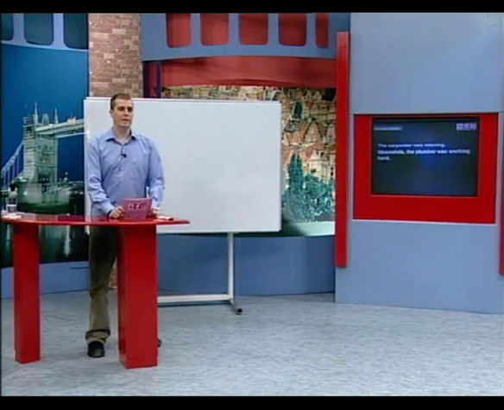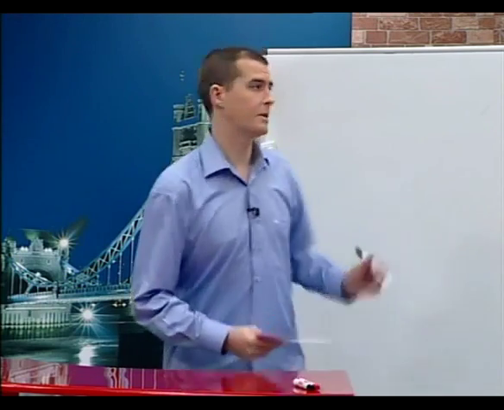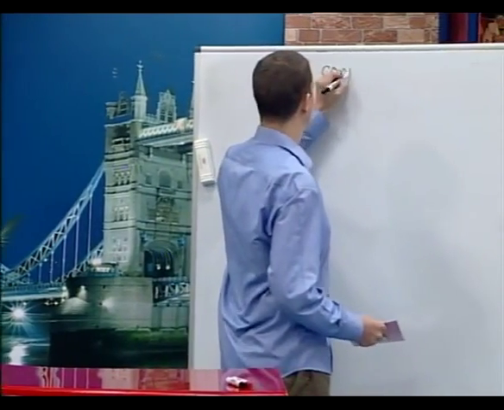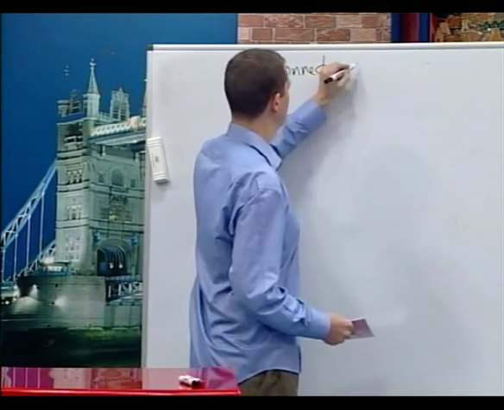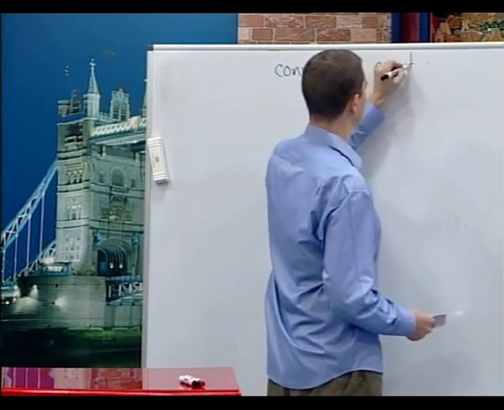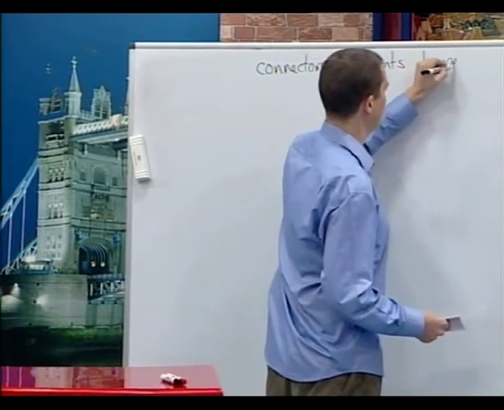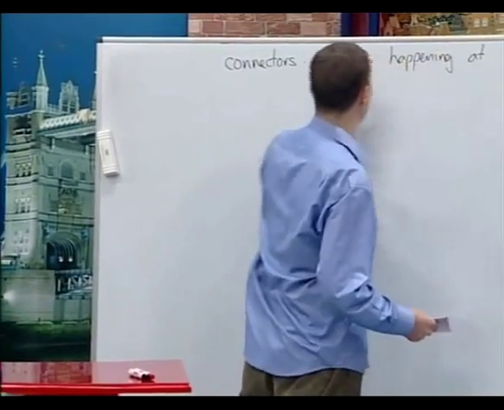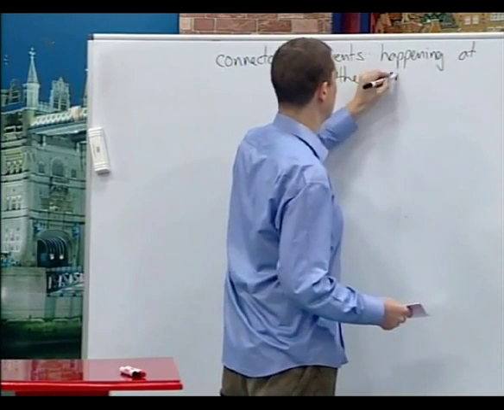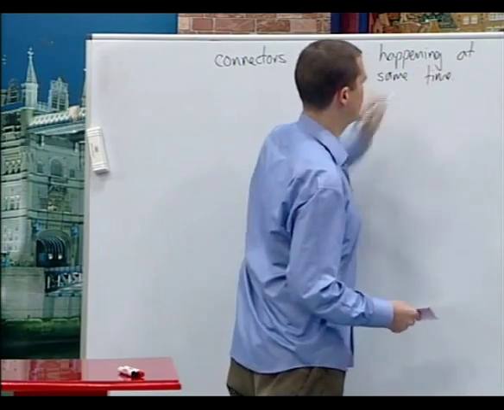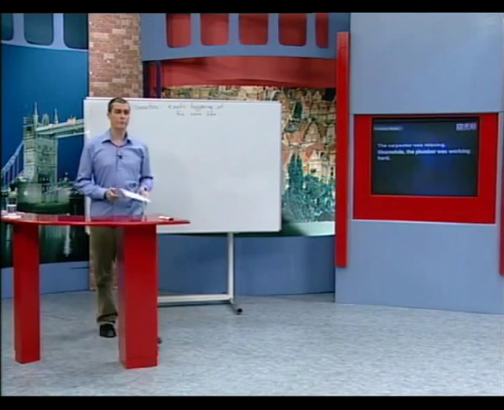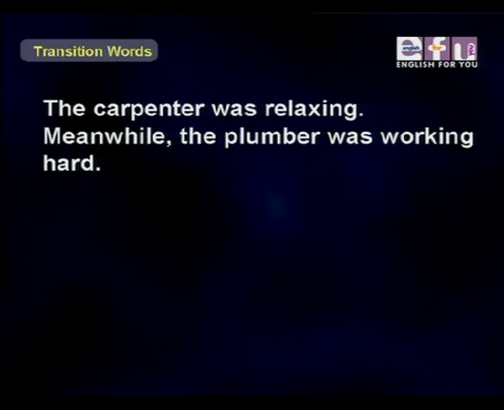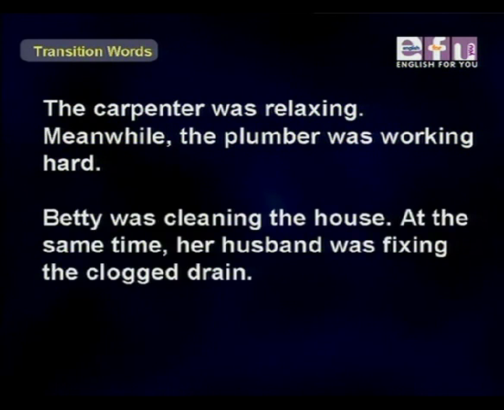Right, well now let's look at connectors for events happening at the same time. Here are some examples for you. The carpenter was relaxing, meanwhile the plumber was working hard. Betty was cleaning the house, at the same time her husband was fixing the clogged drain.